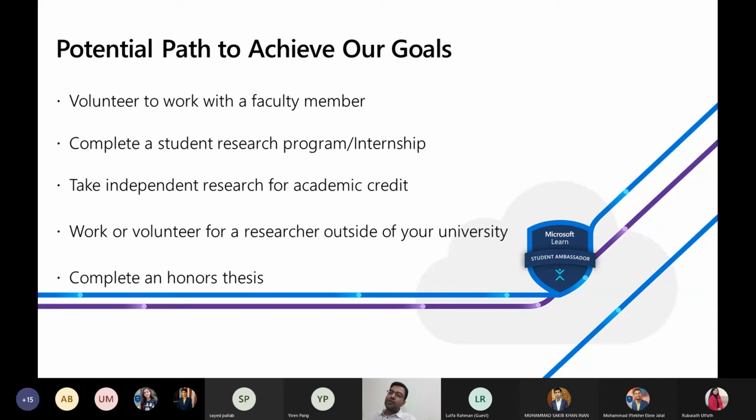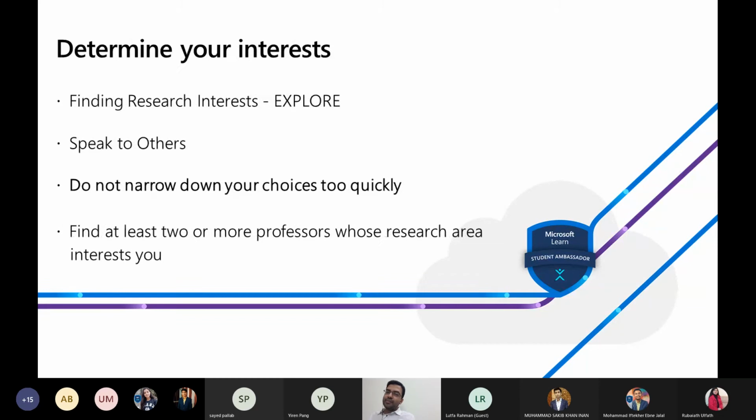Try to do that, and complete and sustain, and accordingly you will complete your honors thesis. It is a path. After completing your thesis, you will know how to determine your interest. Like I said, you are a student of psychology, and you are trying to narrow it down.